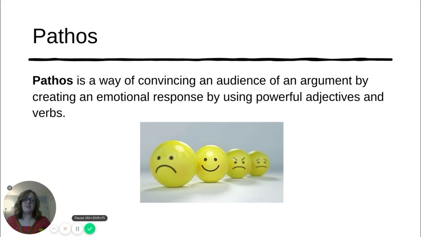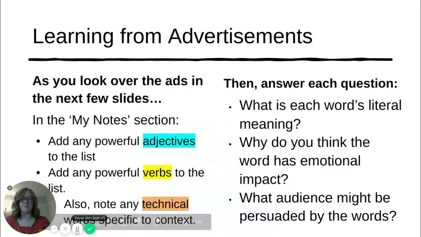These advertisers will use emotions of fear, disgust, and hope to trigger reactions in their audiences. So, in short, pathos is the act of adding powerful adjectives and verbs to evoke strong emotions and convince an audience to take action. This leads us to our first activity, learning from advertisements.